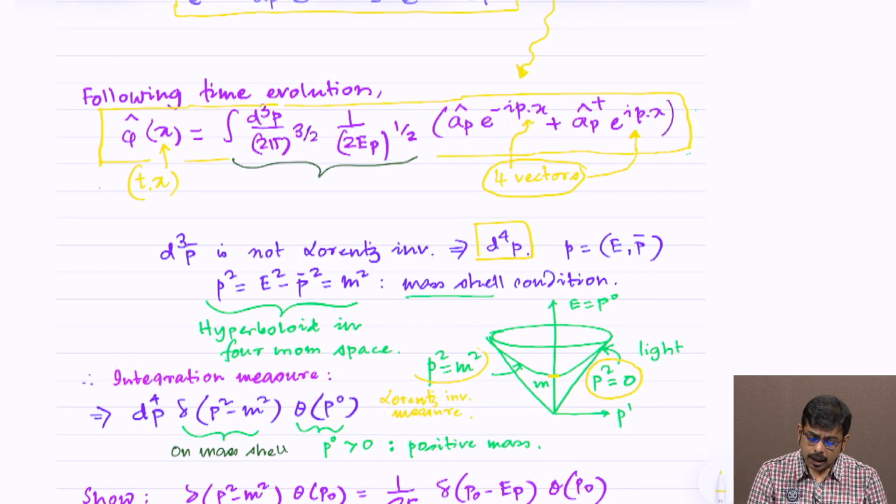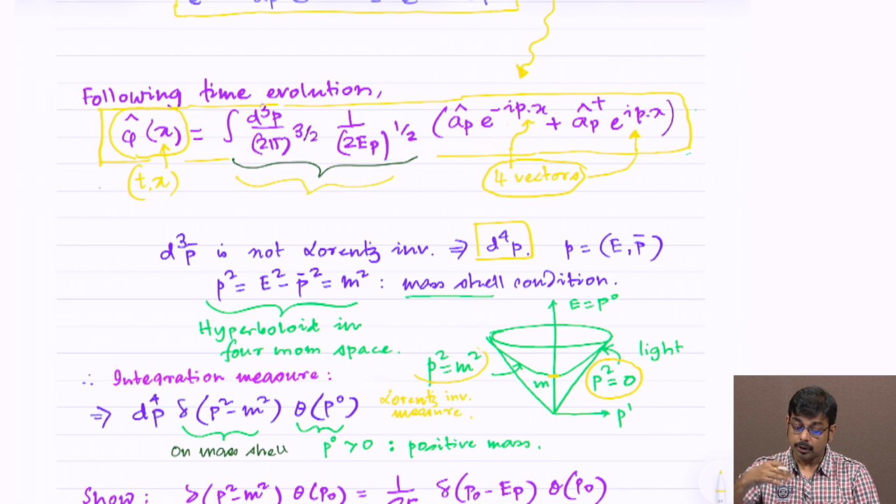But when I look into this measure, which is d³p by (2π)³ times 1 by (2E_p)^(1/2), why exactly does it look like this? This is actually a question which we didn't answer before, particularly since the field expansion has now been done in a Lorentz covariant way. Basically, we have expressed this in terms of 4 space-time points.